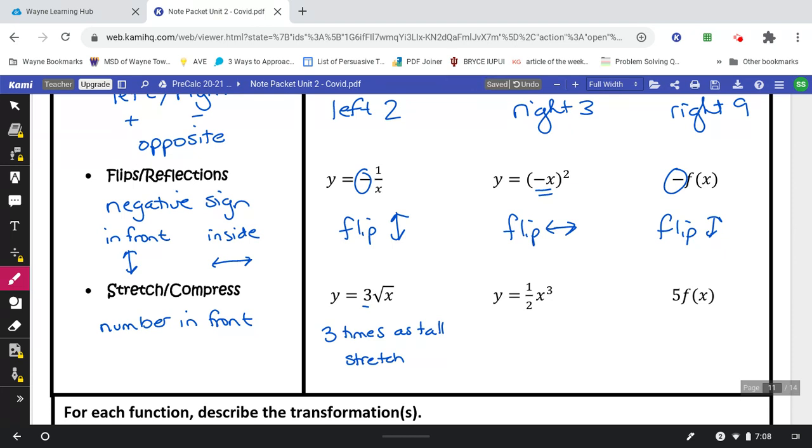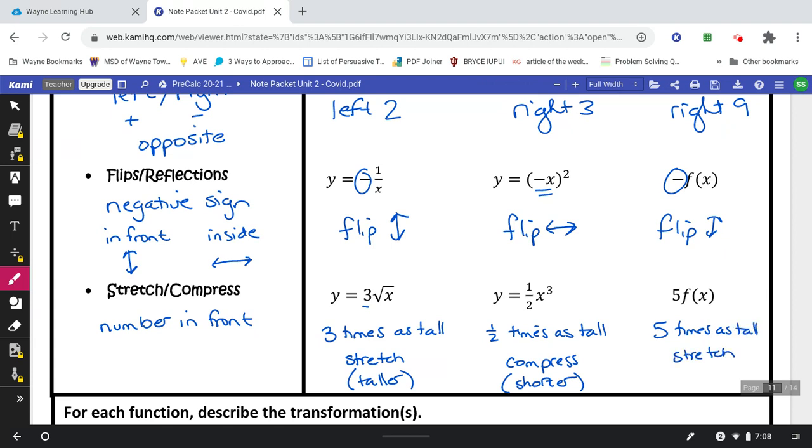The second one is a 1/2. So think about it as being 1/2 times as tall. Half as tall means it's going to be shorter. So it's going to be a compression. So think it's going to be shorter. Stretch is going to be taller. All right, on this last one, we have our f of x function. We have a 5 in front. So this is going to be 5 times as tall. So it's going to be a stretch. So it means it's going to be taller. And when something's taller, it's skinnier as well.